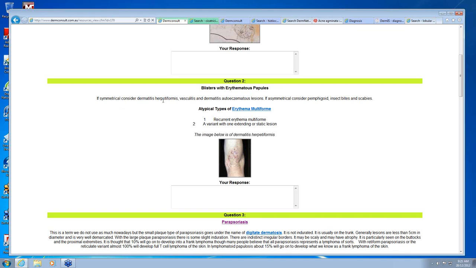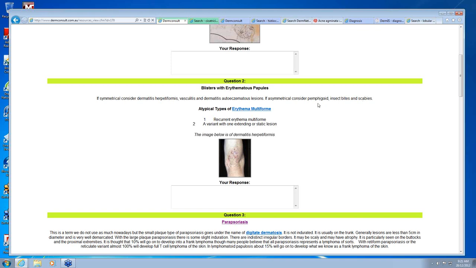Now those were symmetrical blisters with red papules, and here if asymmetrical, consider pemphigoid, insect bites and scabies. All right, I'll go for the insect bites and scabies. That's usually asymmetrical. Bullous insect bites you're likely to get. They'll often occur without much of a red base sometimes. You're going to get them in people who are new to an area. Scabies, you'll certainly get the red papules. Blisters, not a common thing with scabies, but if you're going to see it, it's going to be in babies.